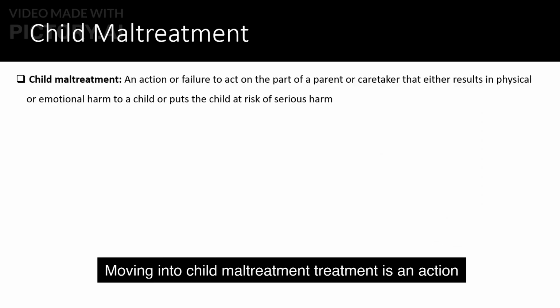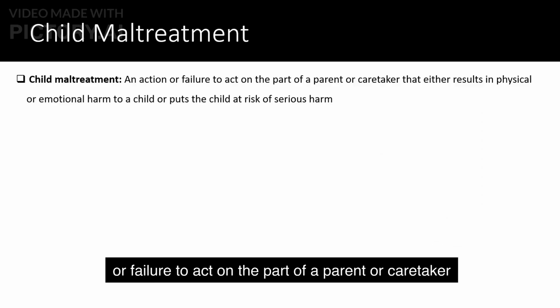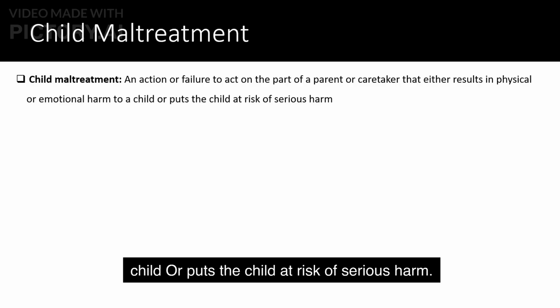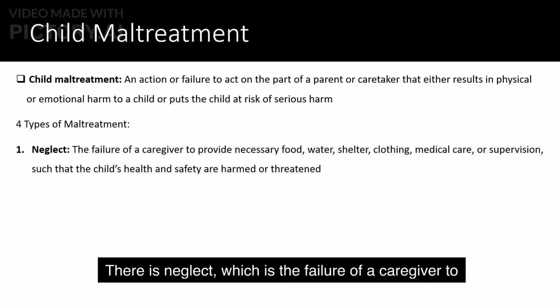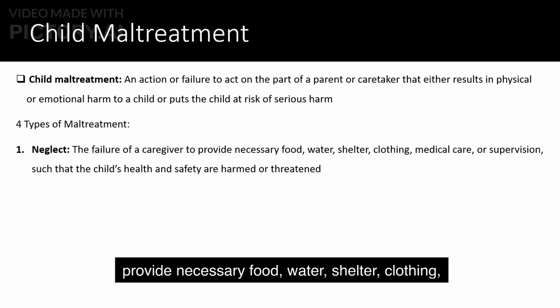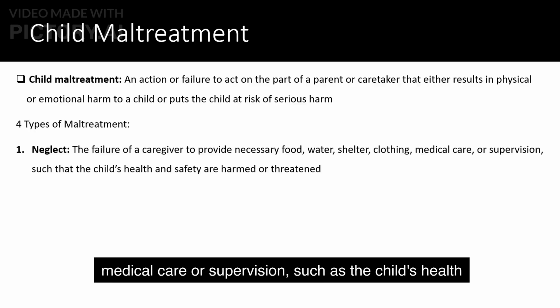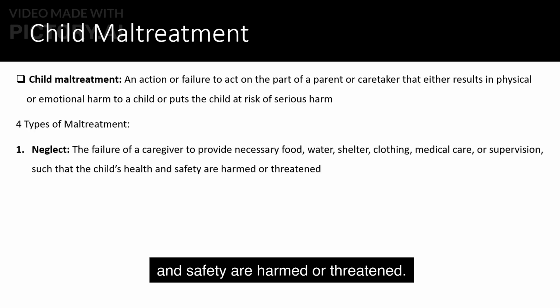Moving into child maltreatment. Child maltreatment is an action or failure to act on the part of a parent or caretaker that either results in physical or emotional harm to a child or puts the child at risk of serious harm. And there are 4 types of maltreatment. There is neglect, which is the failure of a caregiver to provide necessary food, water, shelter, clothing, medical care, or supervision, such that the child's health and safety are harmed or threatened.